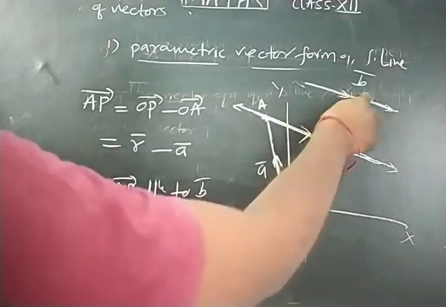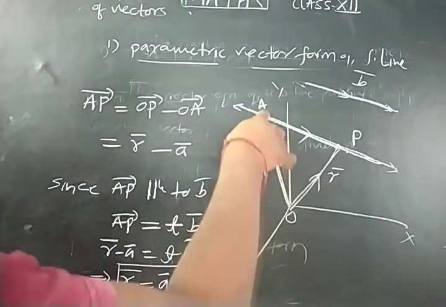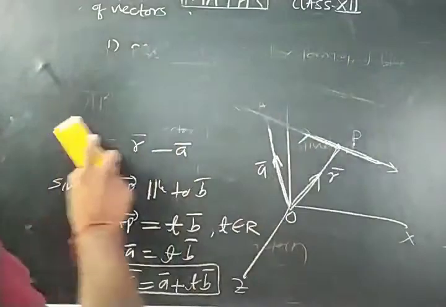For the equation of a straight line having a fixed point with position vector a bar and parallel to another vector b bar, use this formula to find the equation of the straight line in parametric vector form. Okay, right.